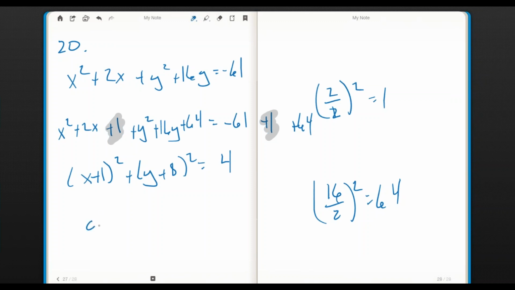So my center, again remember the equation is x minus the center and y minus the center, so effectively it's always the opposite sign of whatever's inside, and the radius is the square root of that number. Radius squared is 4, so the radius is 2.